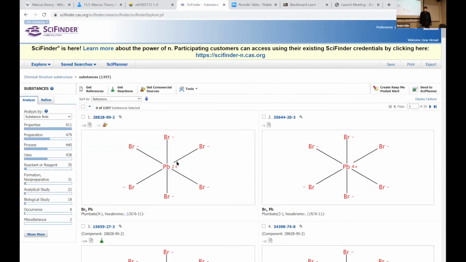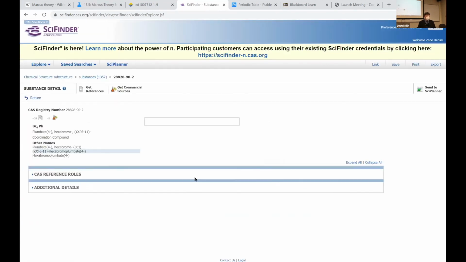Is this the molecule? Yes. Yes. Or is it the fourth one? The lead is 2 plus. 2 plus? Yes. And then 2. Yeah.